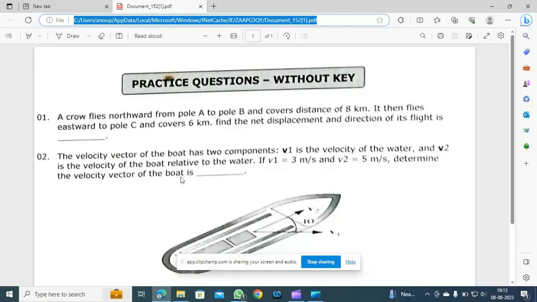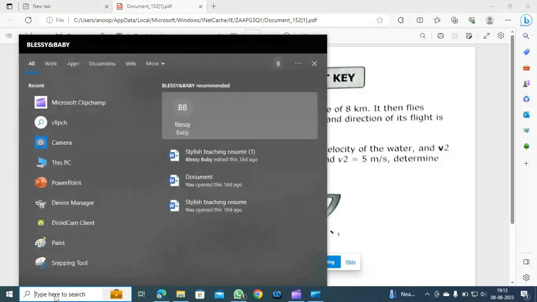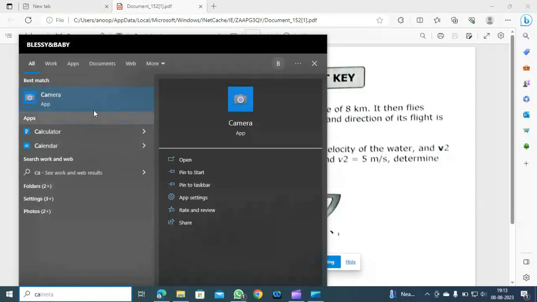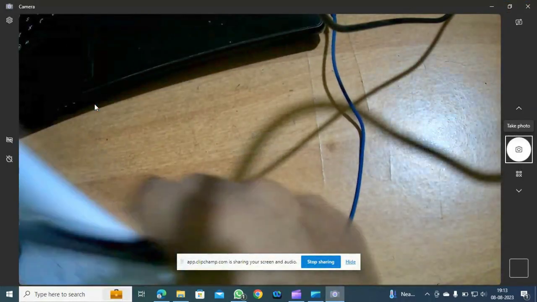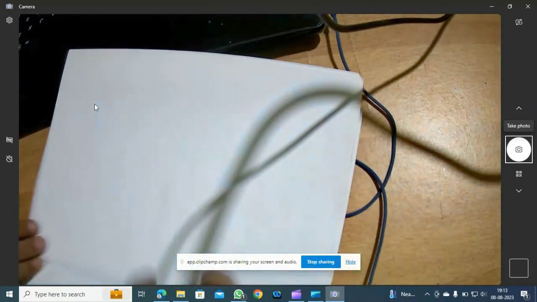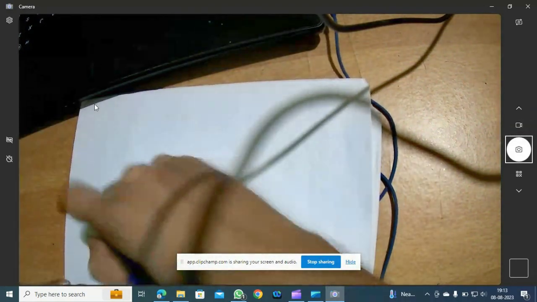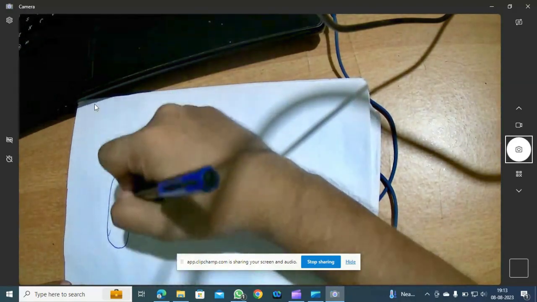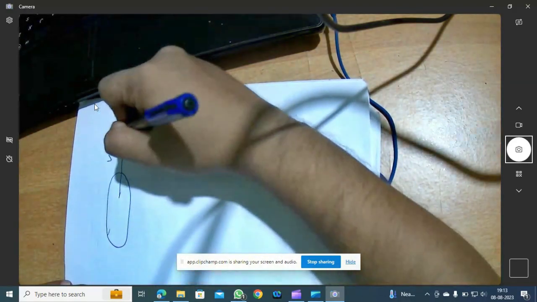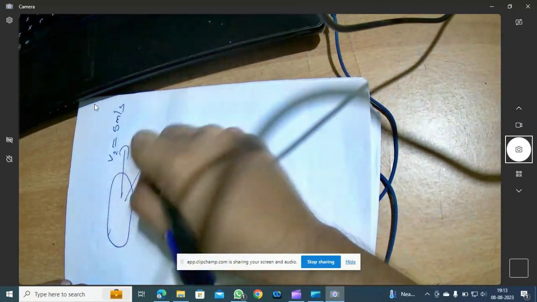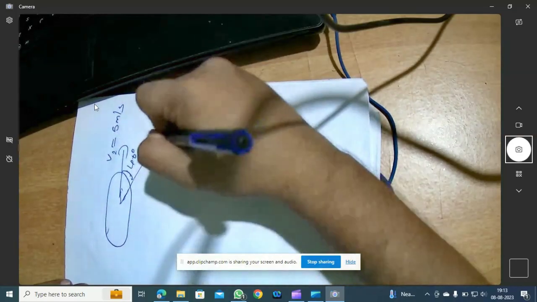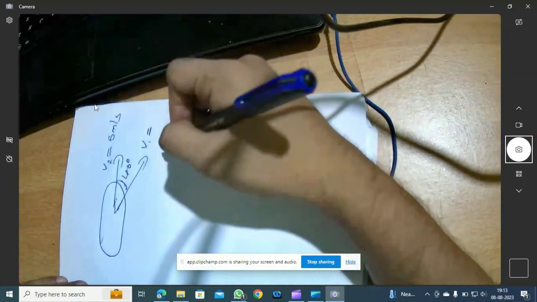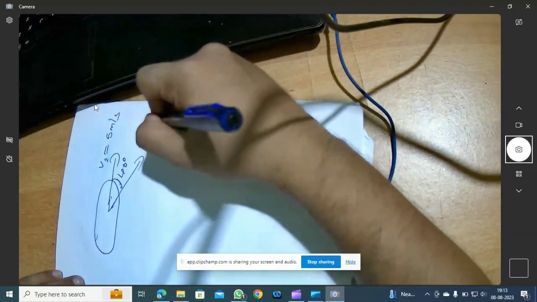So, they have given us the velocity of the boat relative to the water, and they have given us the velocity of the water. Okay, so let me draw this. This is the velocity of the boat, that is V2, relative to the water, that is 5 meter per second, and the velocity of the water is making an angle of 40 degree with the direction of the boat, 3 meter per second.